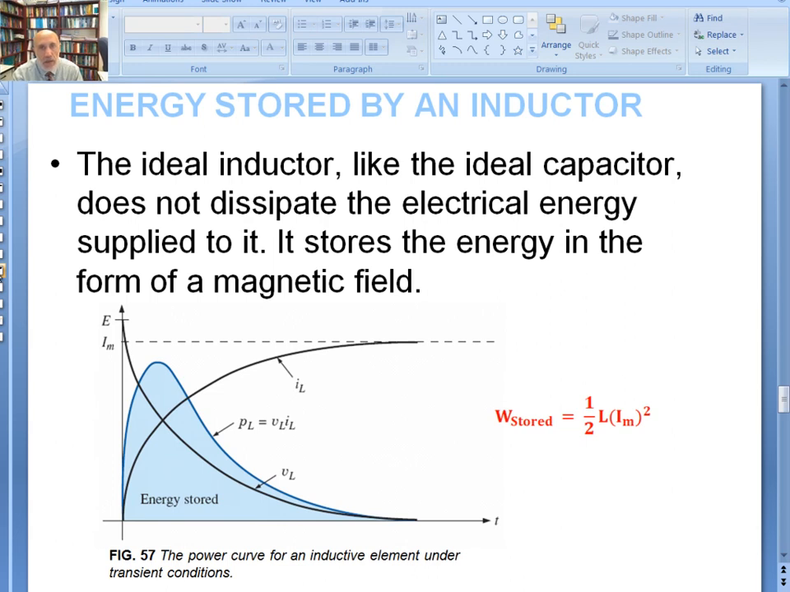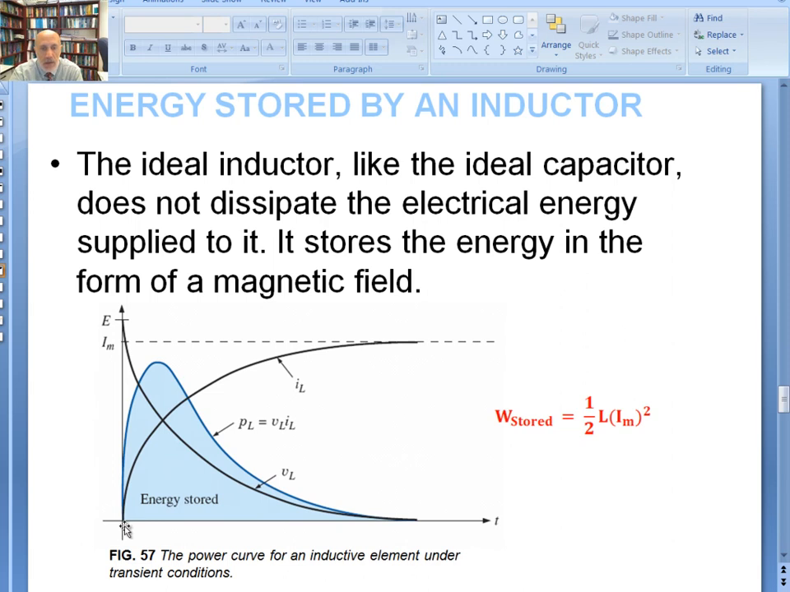Energy is stored by the inductor. Again, inductance, just like the ideal capacitor, does not dissipate the electrical energy if you assume it's ideal, but there's some small dissipation due to the resistance of the winding, of course. But in the ideal case, it will store that energy inside the magnetic field.